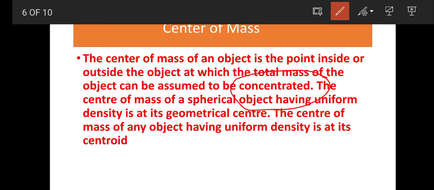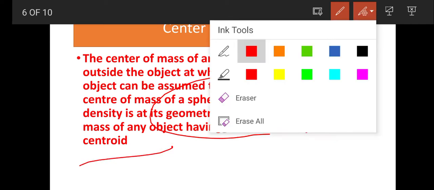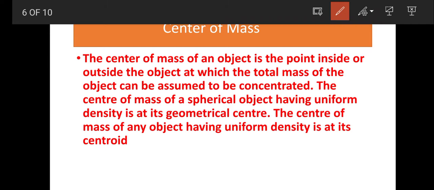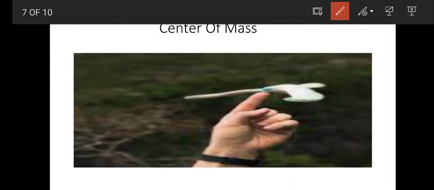The center of mass of a spherical object having uniform density is at the geometrical center. The center of mass of an object having uniform density is at its centroid. What they are saying is that the whole mass of the body is present at its centroid, and that is called the center of mass of that given object. So simply, here that point is the center of mass. In short, the whole mass which is concentrated at a particular point of each and every object is called the center of mass.